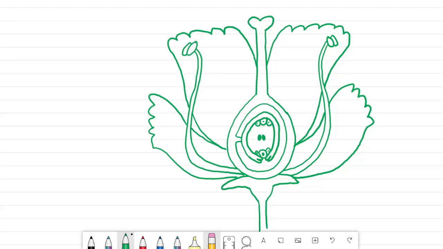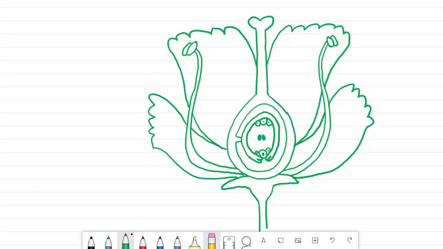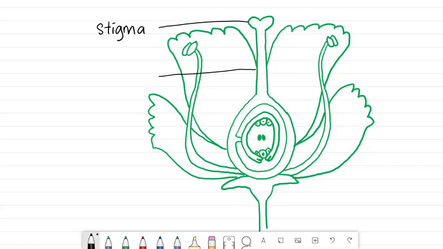To label, I'm going to start with the female part of the flower first. So over here, I'm taking my black pen and we are going to start by labeling the most top part, which is the stigma. So S-T-I-G-M-A, stigma. This is where the pollen grains will land and then germinate. Because on the stigma, you will actually find a sugary solution that stimulates the pollen grains to germinate.